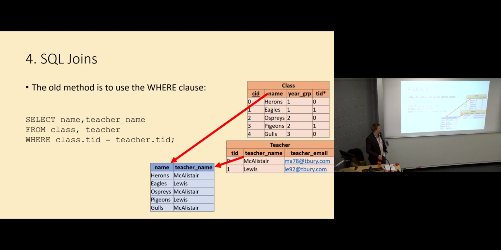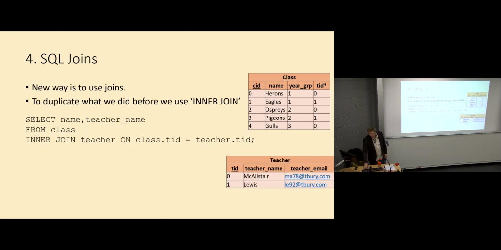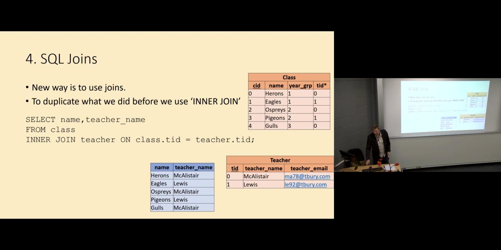So this is what's also known as an inner join. And that brings us on to our next statement, called inner join. So you can select name, teacher name from class, but this time we use an inner join statement. Now what this says is, I want to join class to teacher, and here are the columns I want to join it on. So here's where I want the matching values. So here we've got class.tid equal teacher.tid, just like we saw in the where clause, only this time using the inner join. And the result is the same. So we get exactly the same result.